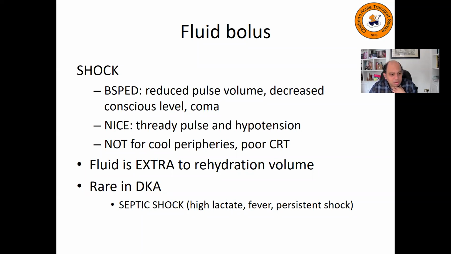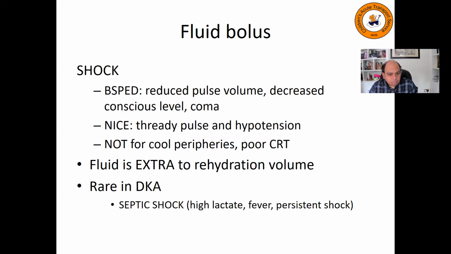But having said all this, shock in this way, i.e. poor pulses and hypotension, is rare in DKA patients. And so the presence of shock in that way has to highlight other diagnoses, such as septic shock or coincidental presence of septic shock in these patients. And the way to try and distinguish them might be to use lactate, because lactate will be high in septic shock, higher than in DKA.